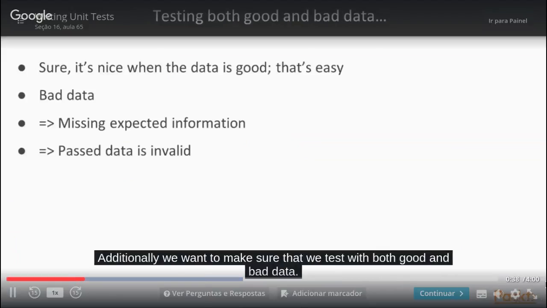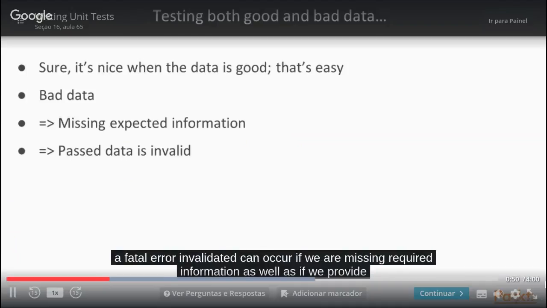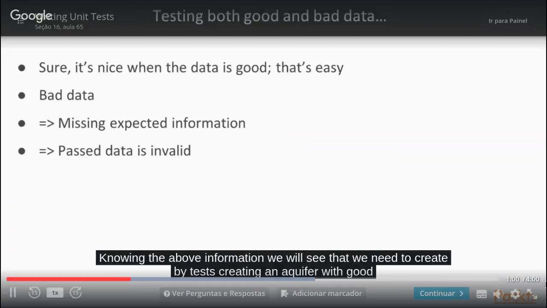Additionally, we want to make sure that we test with both good and bad data. We shouldn't assume that the data coming into our service will always be valid. Instead, we should ensure that when invalid data is passed, the service handles it without producing a fatal error. Invalid data can occur if we are missing required information, as well as if we provide information that is not of the correct type. Knowing the above information, we will see that we need to create 5 tests.